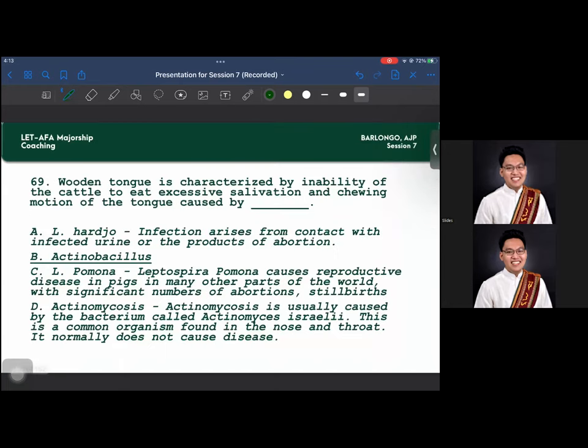So yung letter A or yung L. harjo, it is actually a leptospira na bacteria. And so the infection arises from contact with infected urine ng leptospirosis, as we have mentioned kanina sa mga pinakaunang items. So either yung urine or yung products of abortion. So that is transferred through that. Yung letter C, which is yung L. pomona or Leptospira pomona, it causes reproductive diseases in pigs in many other parts of the world with significant numbers of abortions and stillbirths.